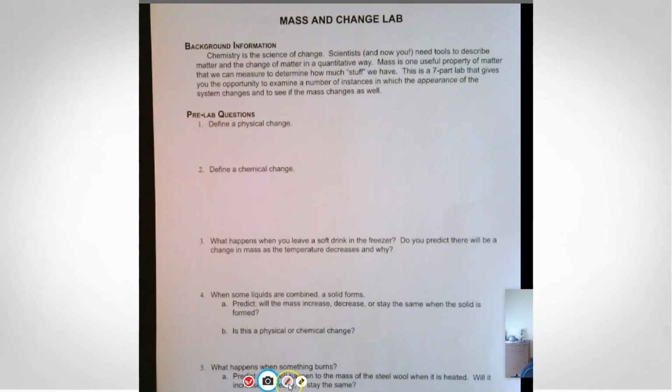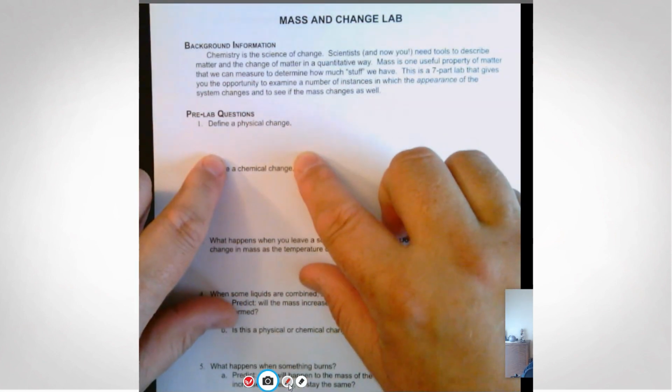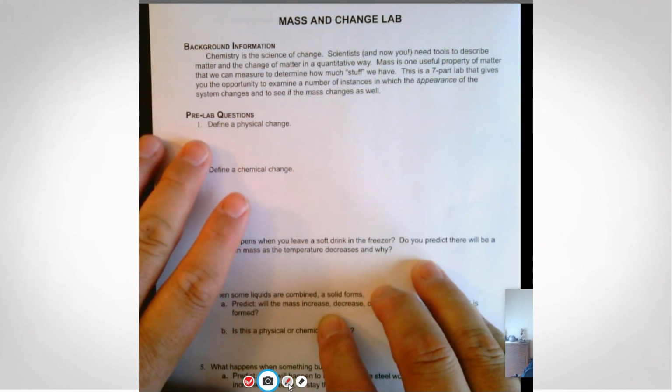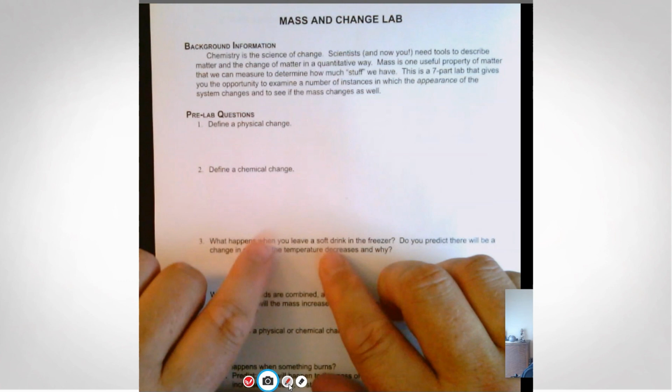Okay, ladies and gentlemen, here we go. We're going to have a lab coming up, and you'll notice it's a mass and change lab. So we're talking about physical changes or chemical changes. Now, you're going to have to read the directions. Then you have some pre-questions that you need to do. You'll notice there are a few predictions down here, so don't forget to make those predictions.